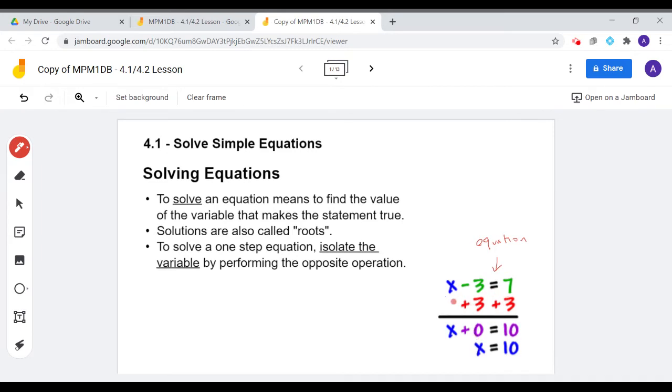But if I add 3 to the left-hand side, I also have to add 3 to the right-hand side. So when I add 3 on the right-hand side, 7 plus 3 doesn't give me 0, it gives me 10. And that tells me that x must be equal to 10. Let's take a look at another example.